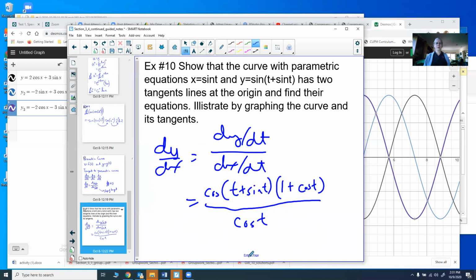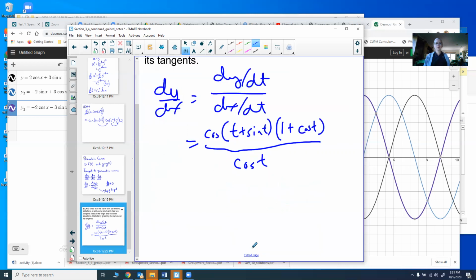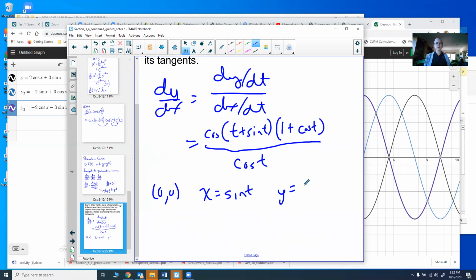I know I have to have 2 lines at the origin, is what it says. So the origin is when x is 0, y is 0. So (0, 0) is my origin. x is equal to sine of t. y is equal to t plus sine t.